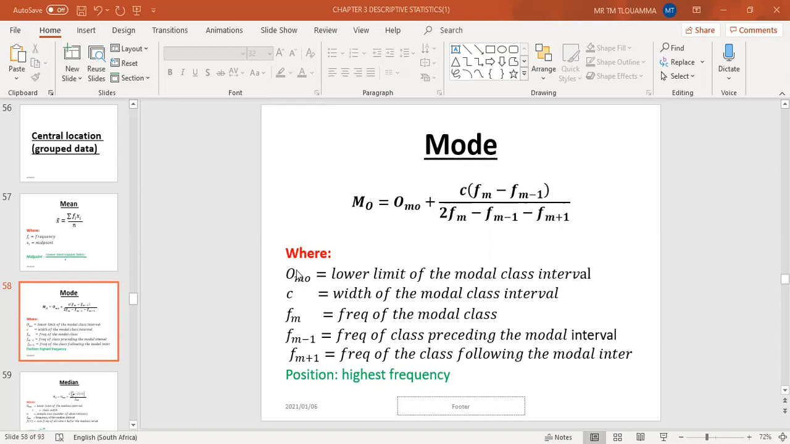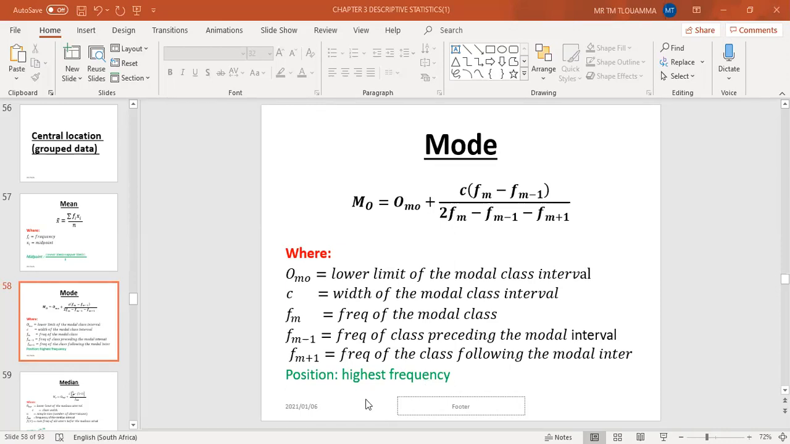Then your L mo, what is your L mo? Firstly, you will be determining the value with the highest frequency, right? The value which has the highest frequency will determine the positioning. The L mo is the lower limit of the modal class interval. After finding that highest frequency, you are going to get the lower limit of the modal class, because this will be your mode, okay?